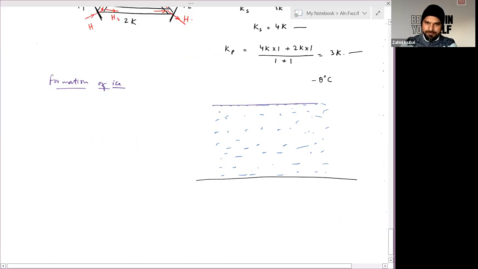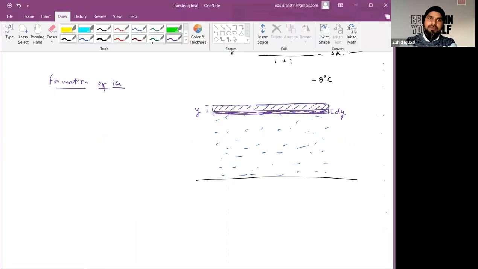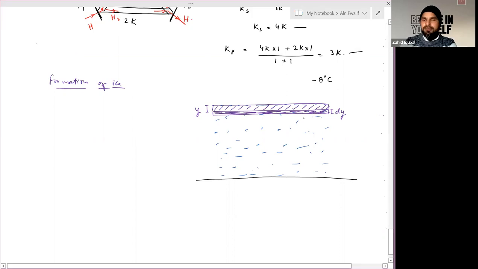Suppose at any instant, this layer of water has been converted into ice. Its length is y, and to freeze further, let's say its width is dy. Due to the formation of ice, it requires some cold energy from outside. So let's say cold energy from this point is traveling along this way to freeze this much amount of water into ice.